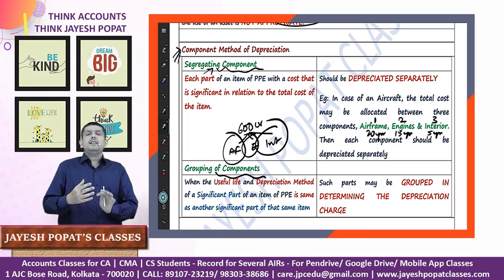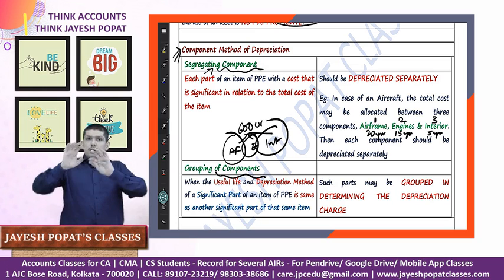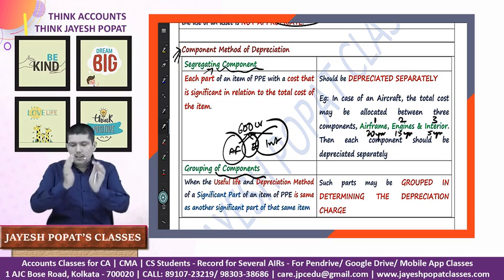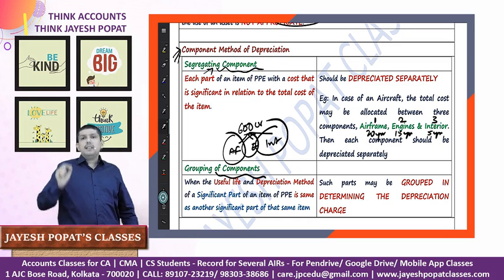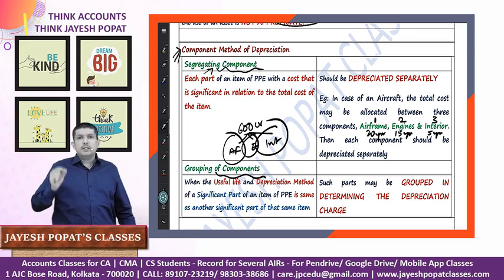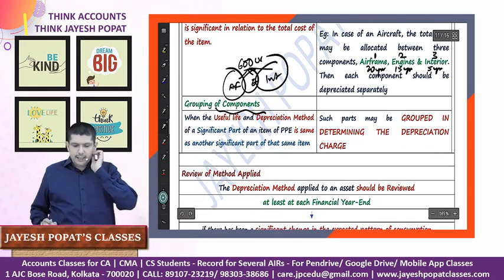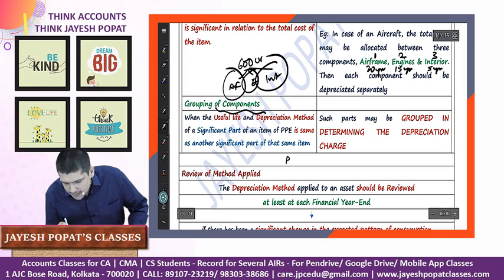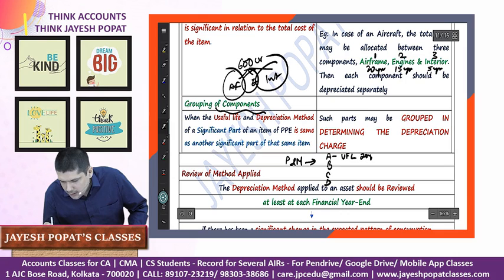So you cannot depreciate the entire 600 crore on the basis of either 20, 15 or 5. You need to allocate the cost between the three significant major components, and you need to depreciate each significant major component based on its respective useful life. Then grouping of components, I'll take an example. Let's say there is a plant and machinery. Plant and machinery has 4 parts, part A, B, C and D. Part A has a useful life of, let's say, 20 years.